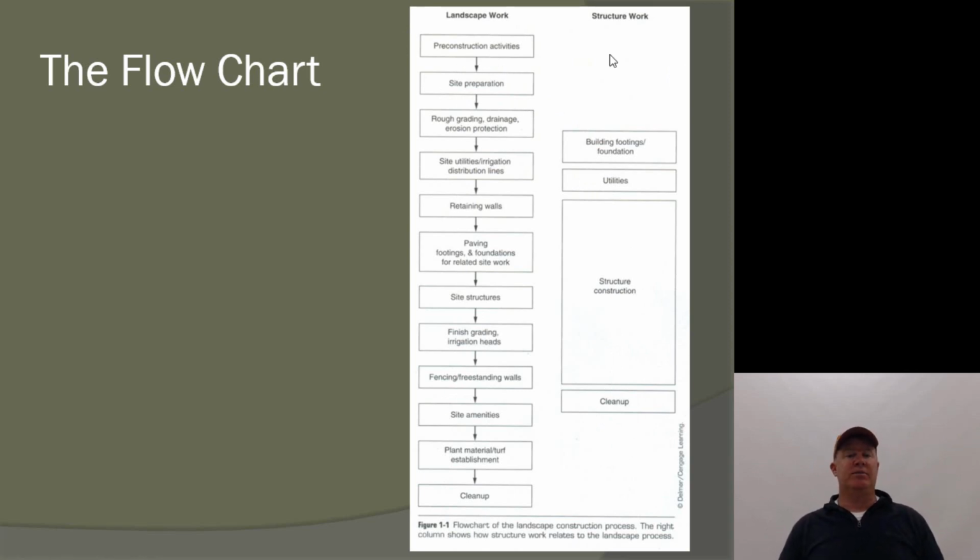We're going to do site utilities, our irrigation distribution line. We're going to do retaining walls. We're going to do paving. We're going to have to do footings and foundations for related site work, such as pergolas or any other type of freestanding landscape structure that may need it. Our site structures, which is that pergola I just talked about pouring the footings for. Finish grading, setting irrigation heads, doing freestanding walls or fencing, adding site amenities. And then last but not least, one of the last things we do on a landscape construction job is install our plant material and our turf. And then we're going to be responsible for cleanup.